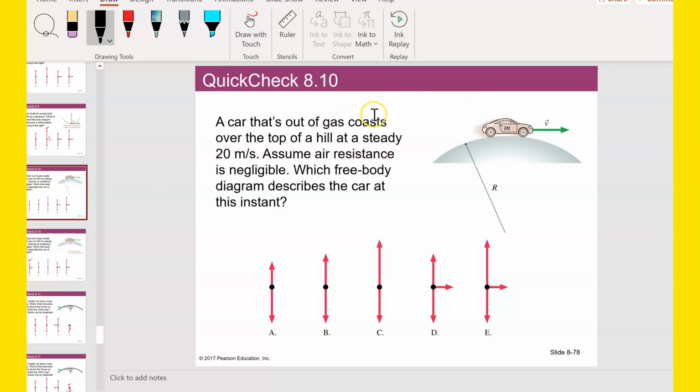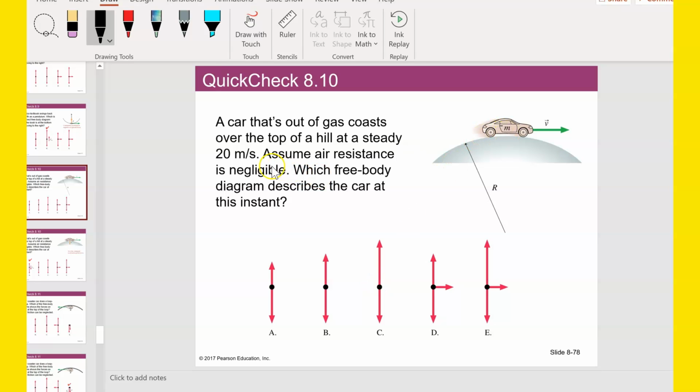A car that is out of gas coasts over the top of a hill at a steady 20 meters per second. Assume air resistance is negligible. Which free body diagram describes the car at this instant? It's coasting at a steady 20 meters per second over the top of that hill. Since it's going at a steady 20 meters per second, we can assume that there is no net force in the horizontal direction. So D and E can't be the choice.